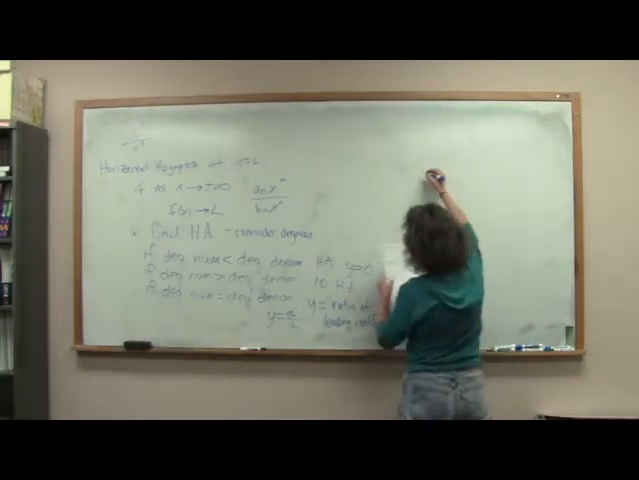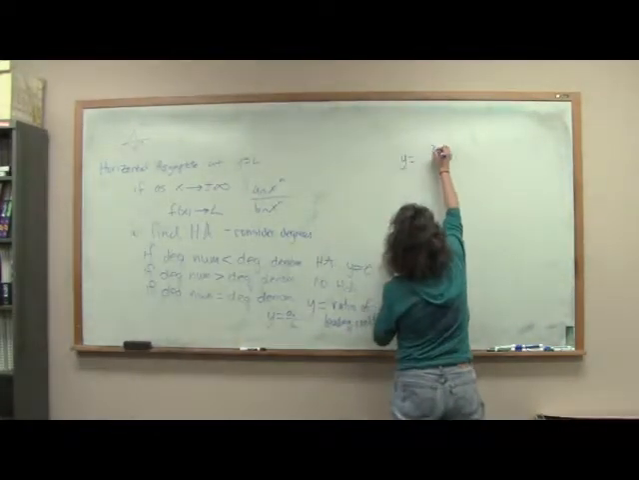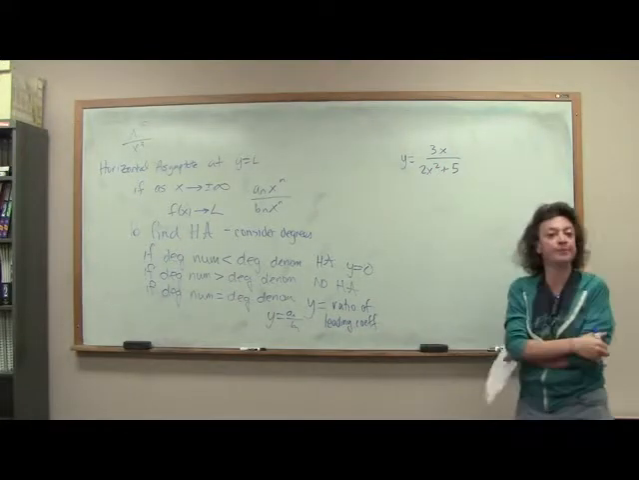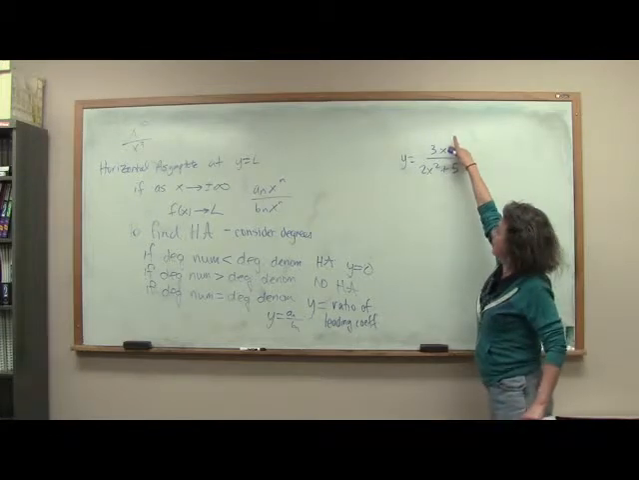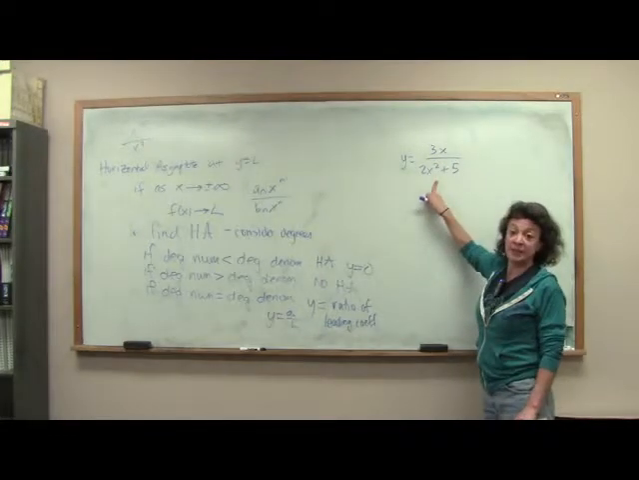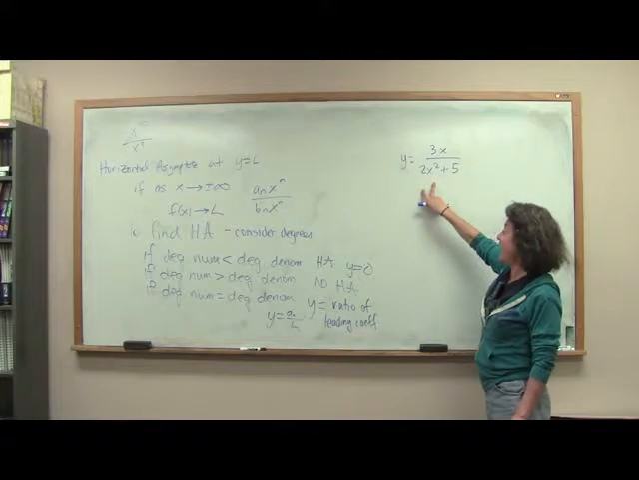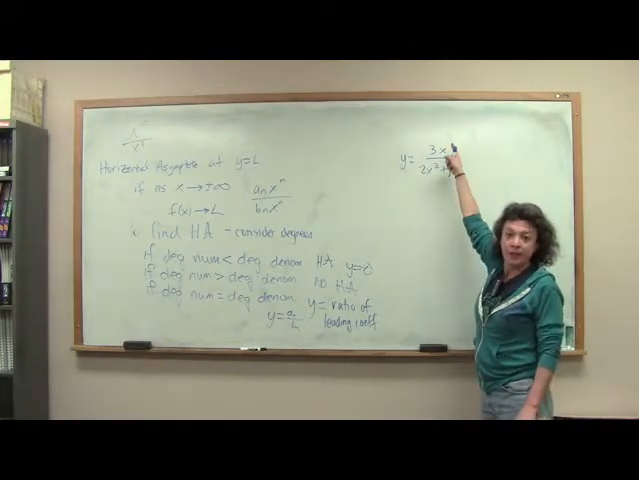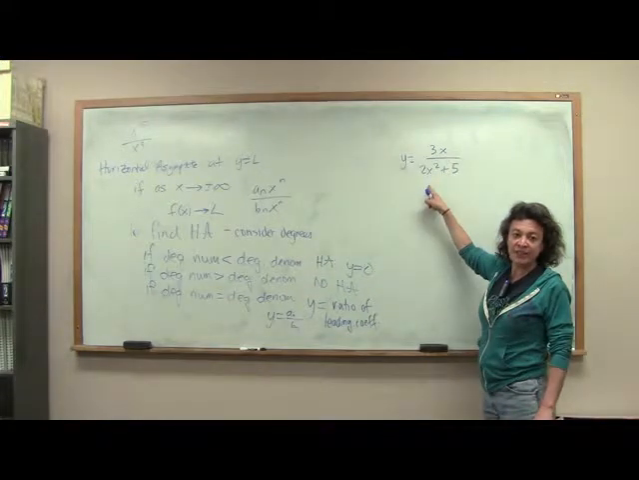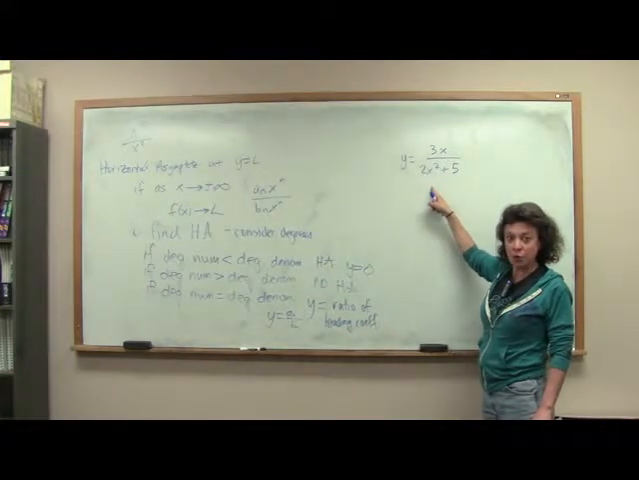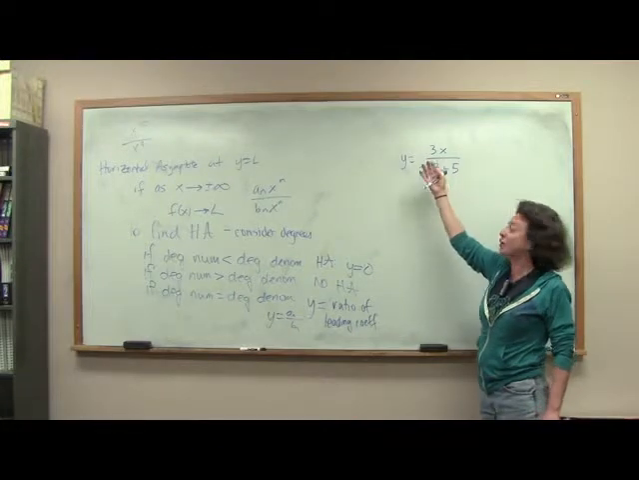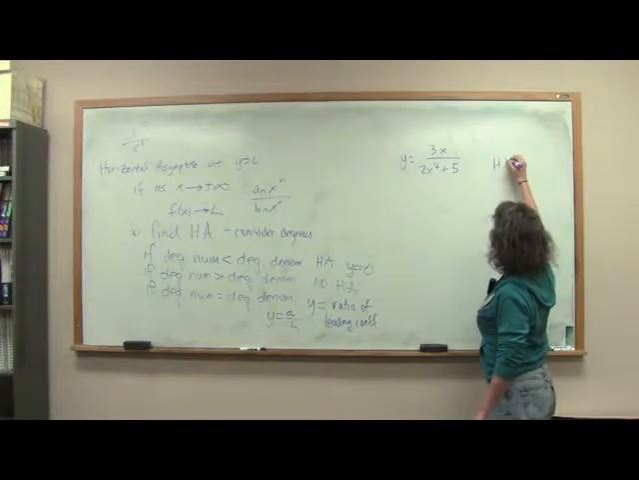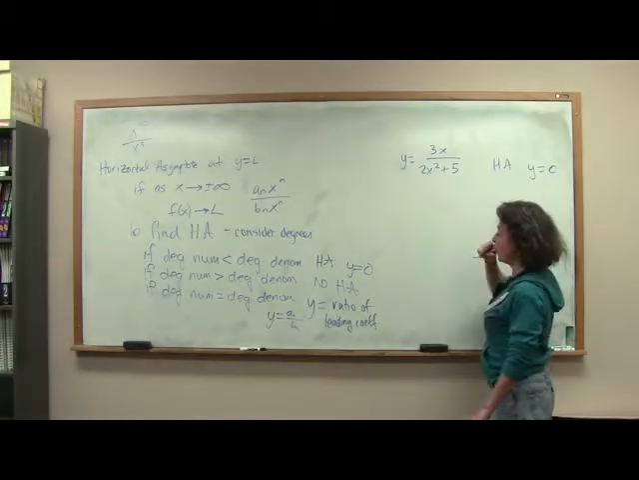What if I have y equals, say, 3x over 2x squared plus 5? The degree of our numerator is 1, the degree of our denominator is 2. Notice, as x gets really large, this guy's going to overpower him. The degree of my numerator is less than the degree of my denominator, and I think you'll grant me that if my denominator overpowers my numerator, this thing's going to fly to 0. And in fact, our horizontal asymptote is y equals 0.